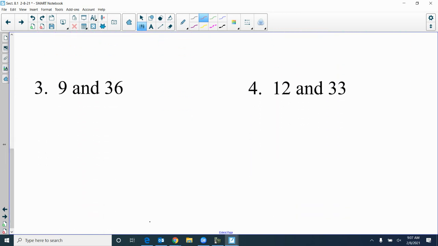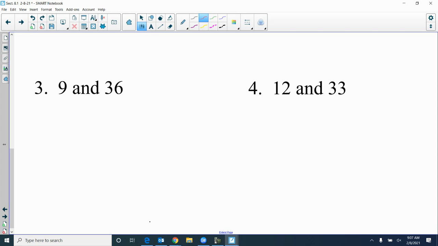All right, you see what you come up with for your GCF for 9 and 36. Do it however you want. And then also for 12 and 33. You just write it down for now.